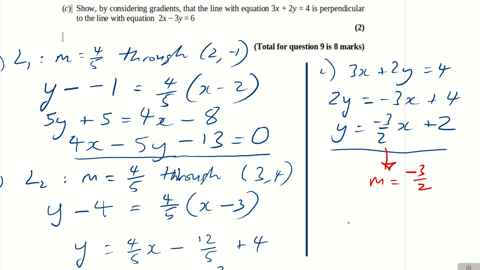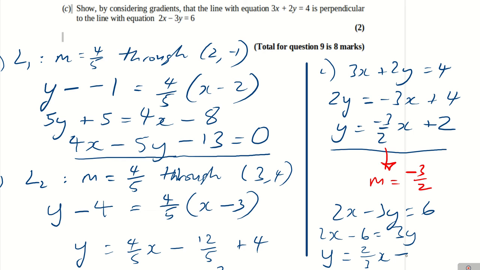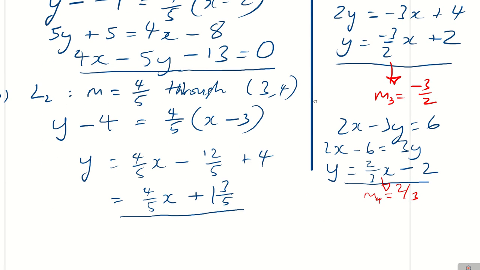Now let's look at the other line. The other line has the equation 2x minus 3y equals 6. So 2x minus 6 equals 3y. If we divide through by 3, we get y equals 2/3 x minus 2. So the gradient of this line is 2/3. So m equals 2/3. And I'll call this one m3 and I'll call this one m4.